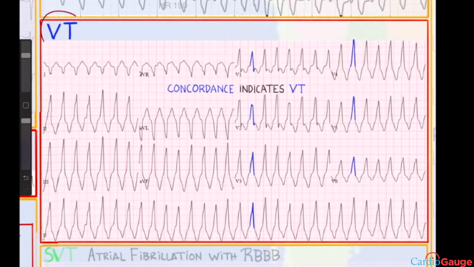All right, let's do this example of VT. Here we go. First, we've got a fast, wide rhythm. Don't really see any P waves that I would know for sure was a P wave. We'll check for concordance, and lo and behold, we have that. As you can see, the QRS complex is net vector positive in all 6 of these precordial leads, the V leads. So that's a nice, relatively clear-cut example.